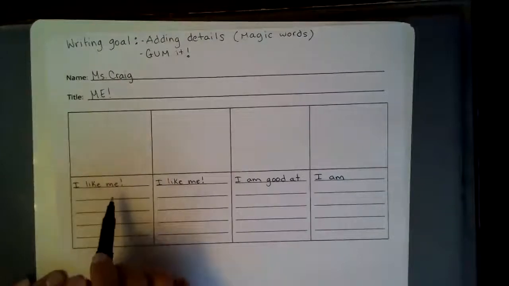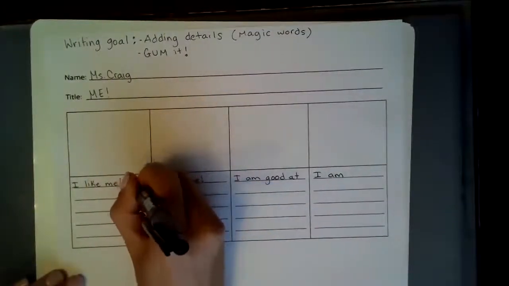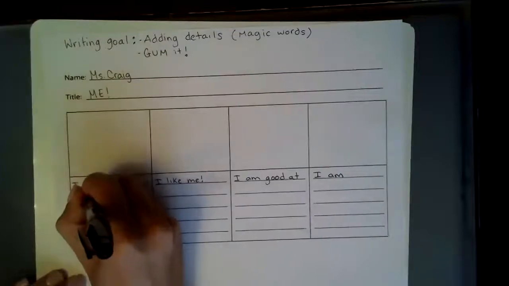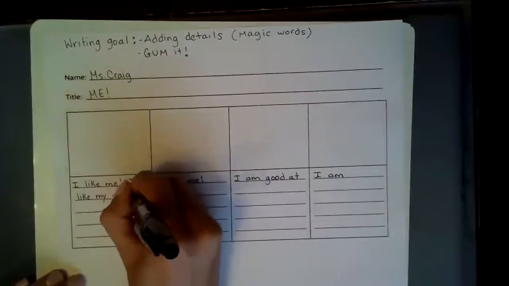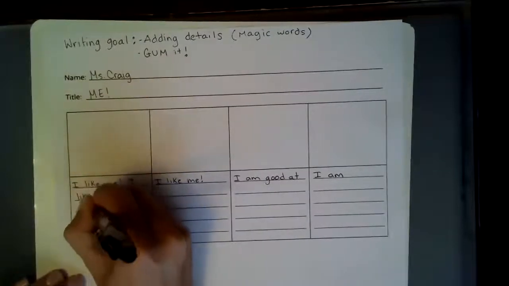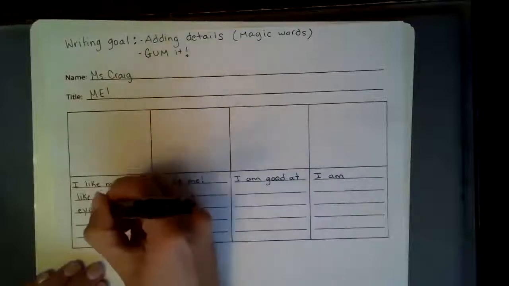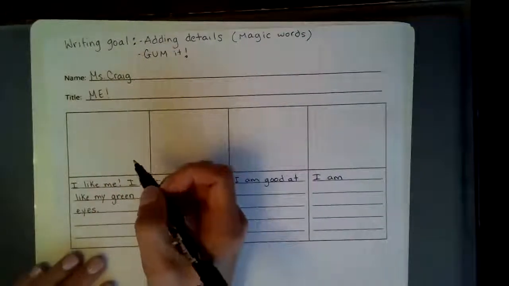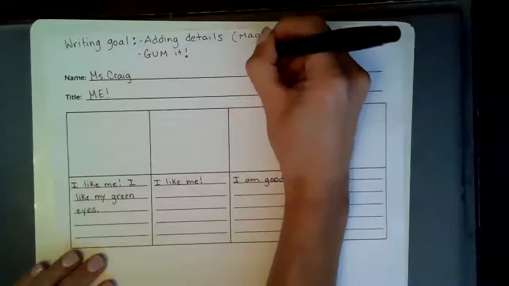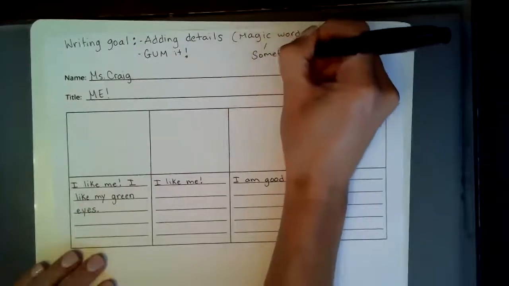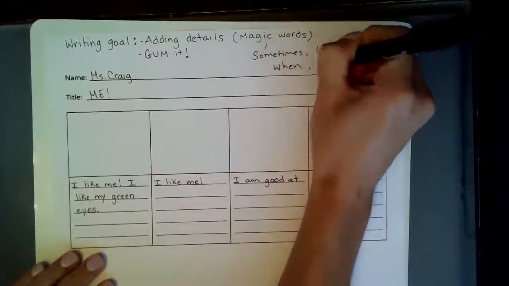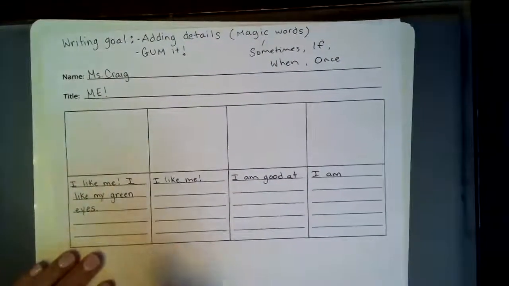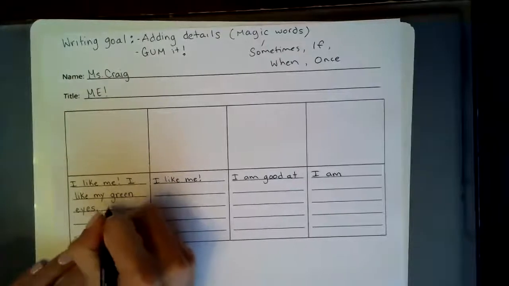So I like me. Then I'm going to write, I like my green eyes. Okay, my next step is my magic words. So if you remember what those magic words are, they are sometimes, if, when, or once. So those are the 4 that I can choose from. Okay, so I'm going to choose if.